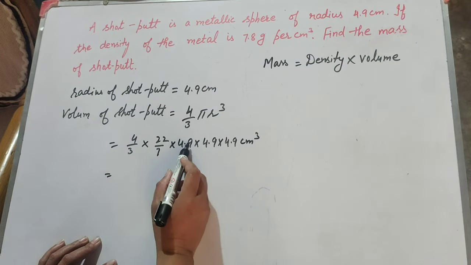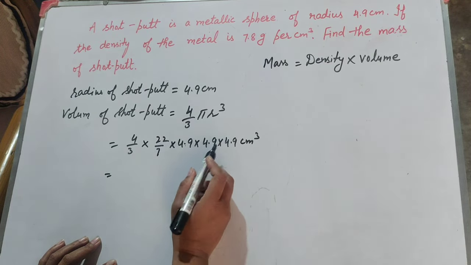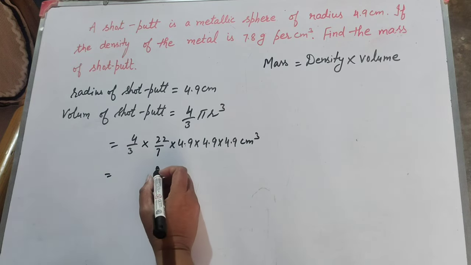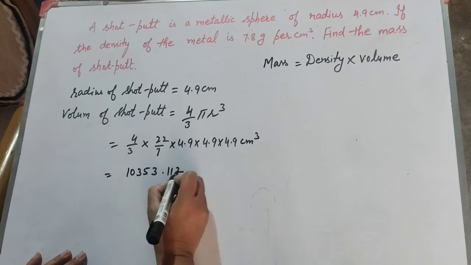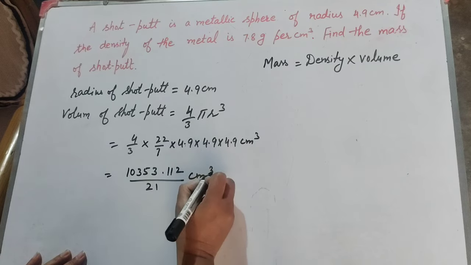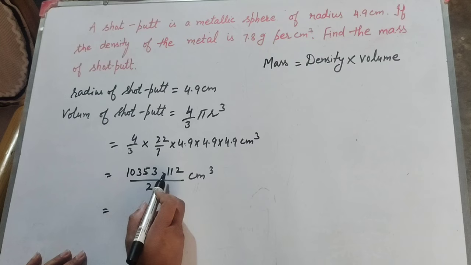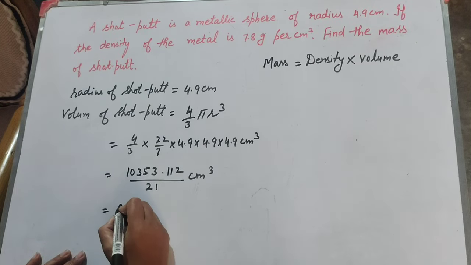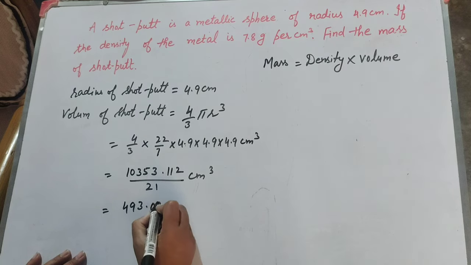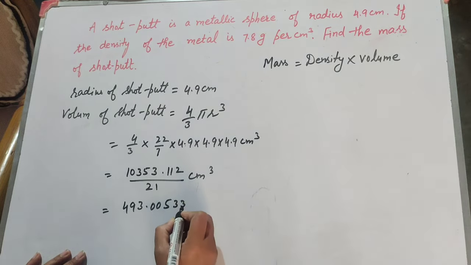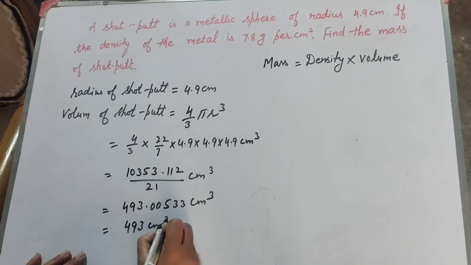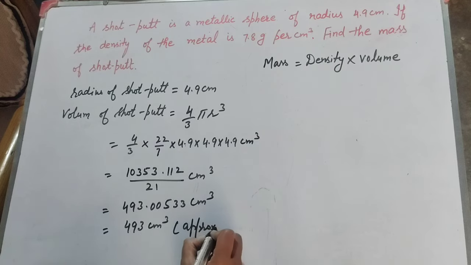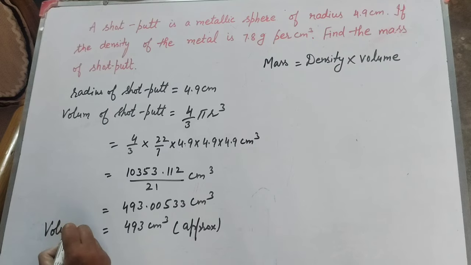So on multiplying 4 by 22 by 4.9 by 4.9 by 4.9, we get the answer equal to 10,353.112 centimeter cube over 21. Now 10,353.112 divided by 21, we get the answer 493.00533 centimeter cube. So it is equal to 493 centimeter cube approximately. So this is the volume of the shot put. It is equal to 493 centimeter cube.